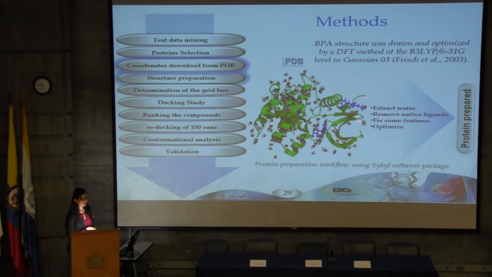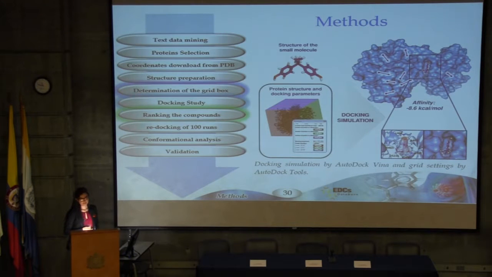All the molecules different from the macromolecule were removed, including water, native ligands, and all ions. Some features were fixed, for example, the side chains, and they were optimized in the same program package. The structure of the bisphenol A was also optimized using Gaussian, using density functional theory at the B3LYP/6-31G level. The parameters for the docking analysis were established using AutoDock Tools, using a blind docking strategy in which the whole surface of the protein was included to consider all the possible interactions.